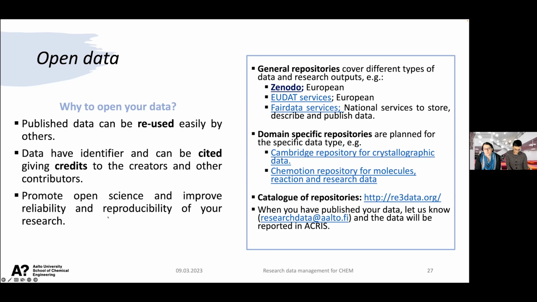And this is done through repositories. You can find general repositories such as Zenodo, DaRUS, or FAIR Data Services. Or you can find more specific repositories for your field, like the Cambridge repository, for example, for crystallography, or Chemotion for some molecules or reactions. You can find this catalog of repositories, and maybe you can find a more specific repository for your field. And once you have published your data, please inform us so that the ACRIS can make a report about this publishing of the data.